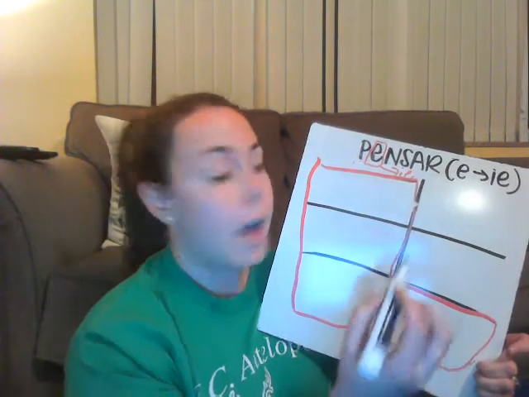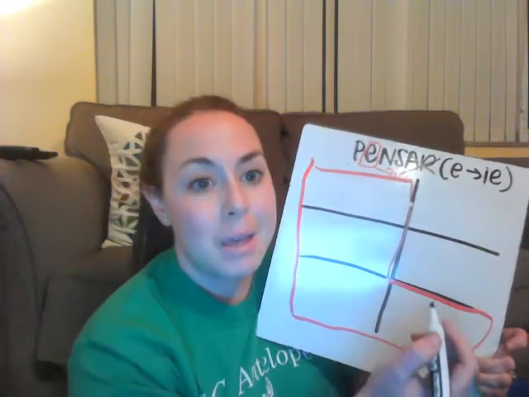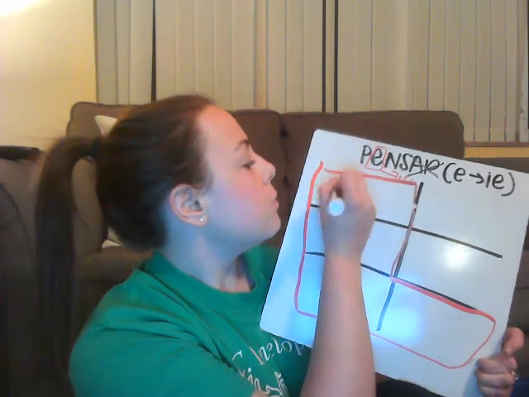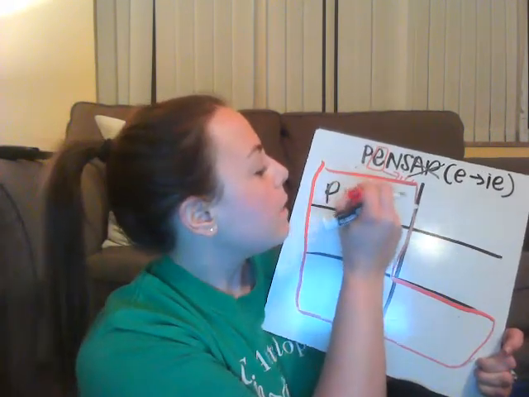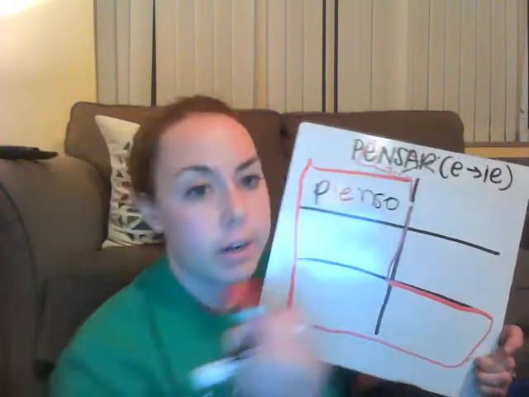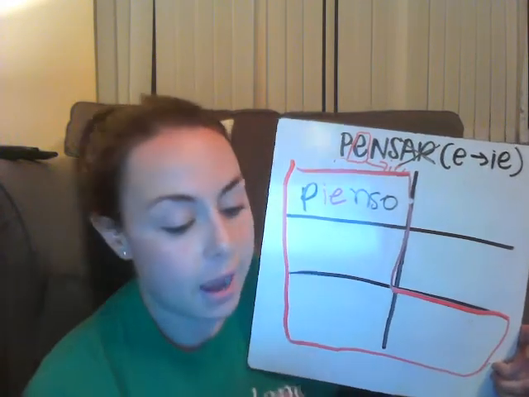Alright, so normally I would just get rid of my AR ending and add O. So normally it would be penso, but that's not it for a stem changer. For a stem changing verb, I'm going to have pienso, P-I-E-N-S-O. Sorry, my handwriting's not that great. Pienso, because I've changed the vowel from E to IE.